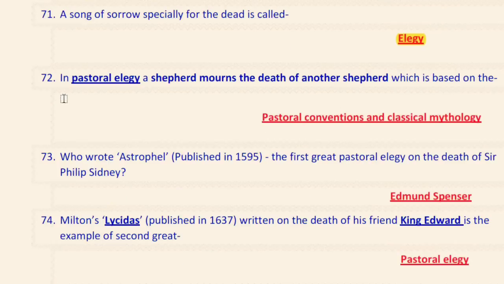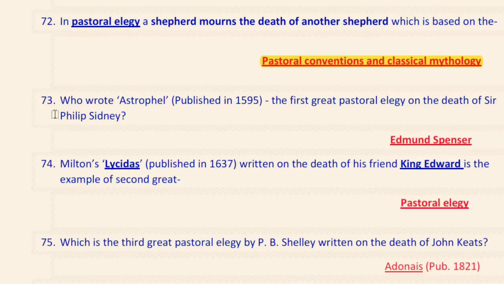Question number 72. In pastoral elegy, a shepherd mourns the death of another shepherd, which is based on pastoral conventions and classical mythology. Okay. Now let's see question number 73. Who wrote Astrophel, which was published in 1595, the first great pastoral elegy on the death of Sir Philip Sidney? The answer is Edmund Spenser.